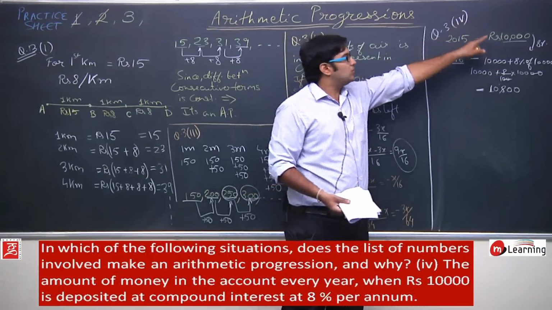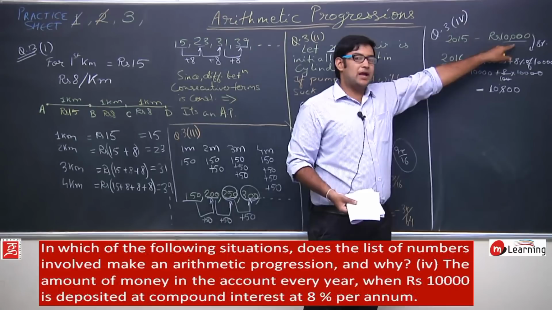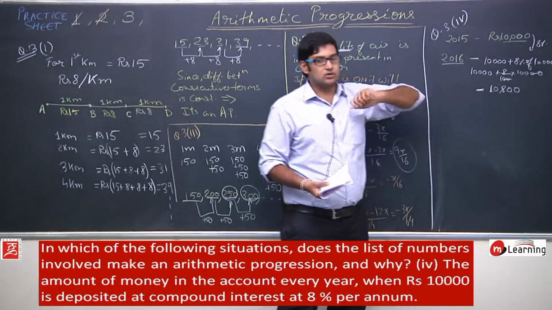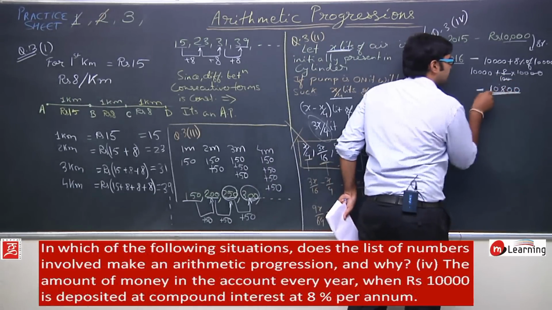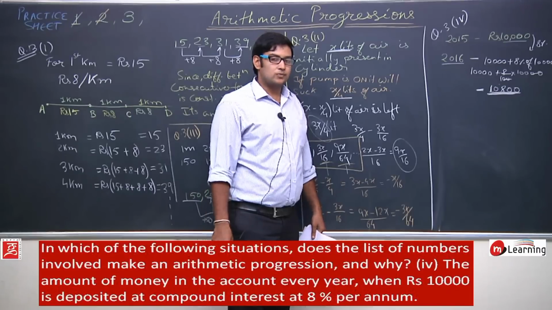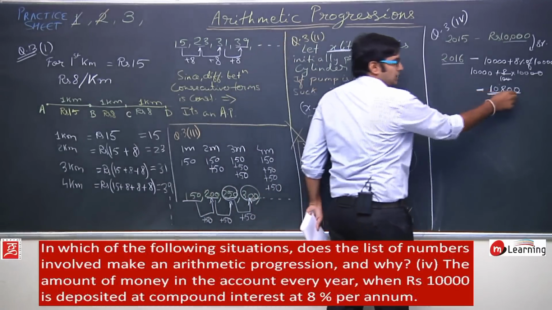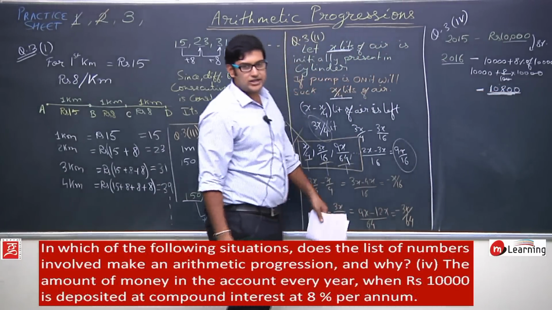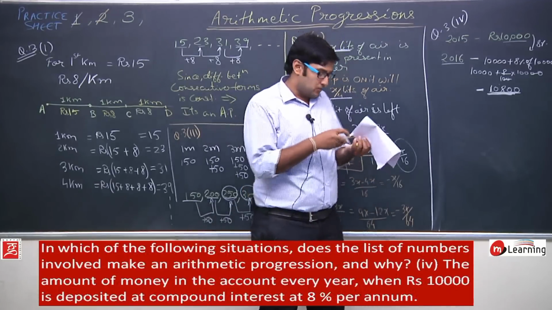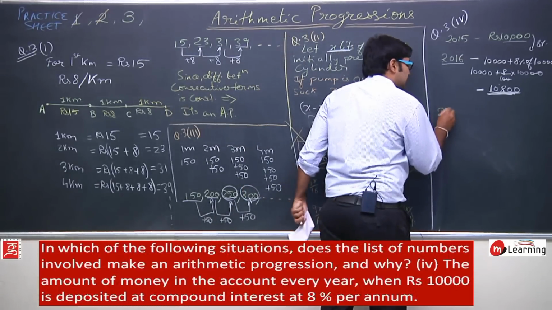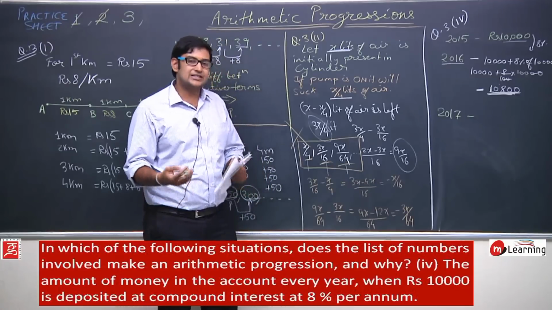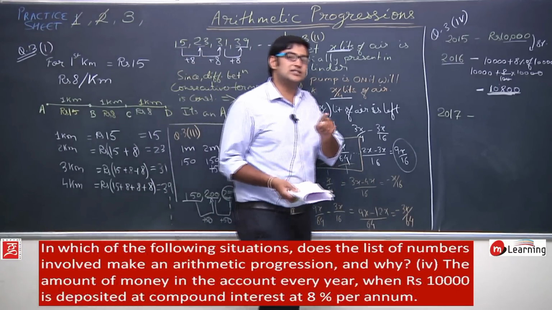Okay, so if I keep my 10,000 in the bank for 1 year, I can earn 800 rupees more. So this is the amount in my bank account in 2016. Now if I keep these 10,800 rupees for 1 more year, the bank will again pay me interest. Now if I check in 2017, the bank will pay me interest on the amount that is kept in my account.